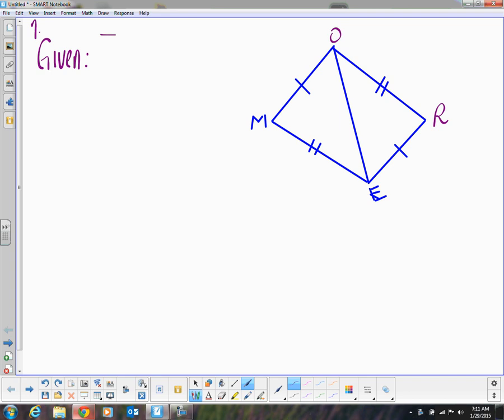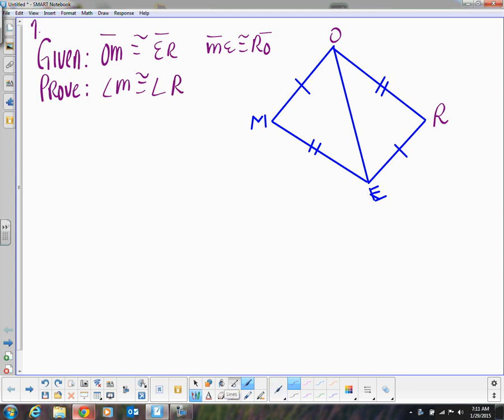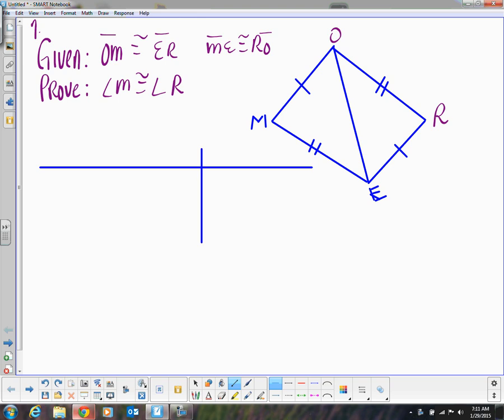All right, you are given OM is congruent to ER, and you're given ME is congruent to RO. And you have to prove... Do you see how they didn't tell you to prove triangles congruent? They just were choosing pieces of those triangles. All right. Looking at the picture, they've already marked everything they've given you.